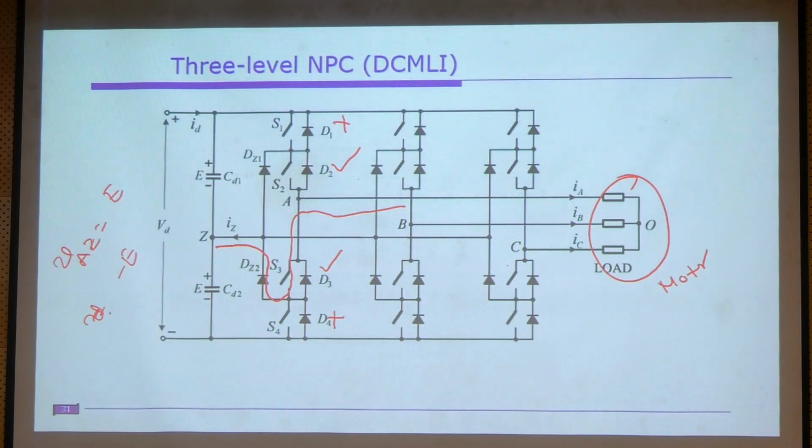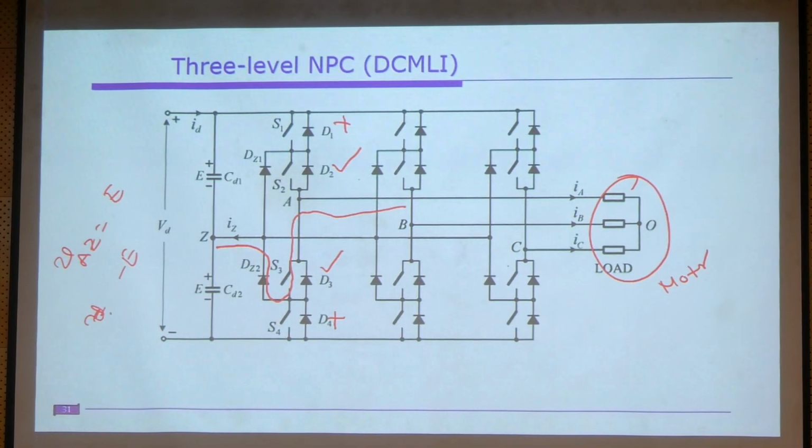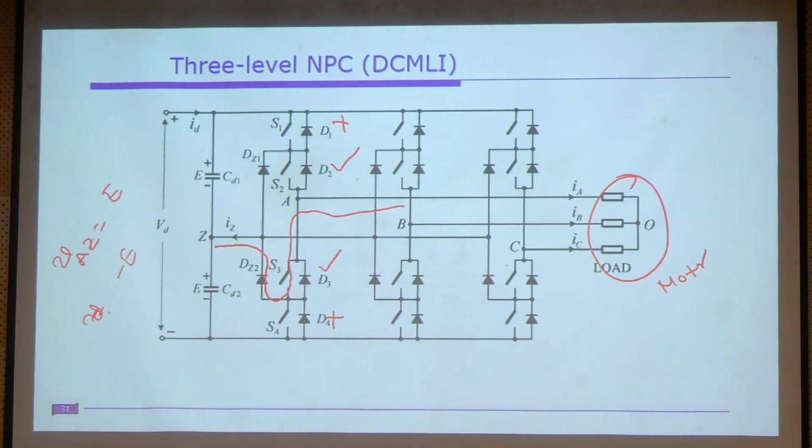So there is no choice for us. Depending on the current direction, either D1 will conduct, that is the upper diode, or the bottom diode will conduct. If you directly connect this point, you are getting a 0 voltage here. That's why you are getting 3 levels here, that is E, minus E, and 0. That's why it is known as a 3-level inverter.